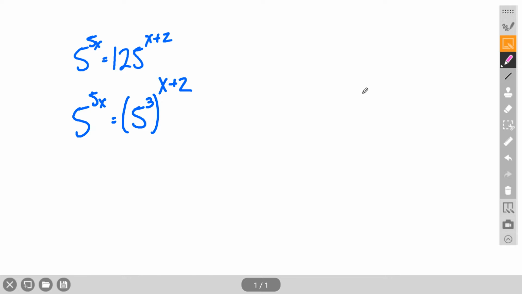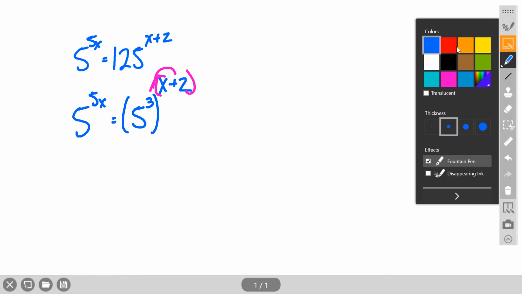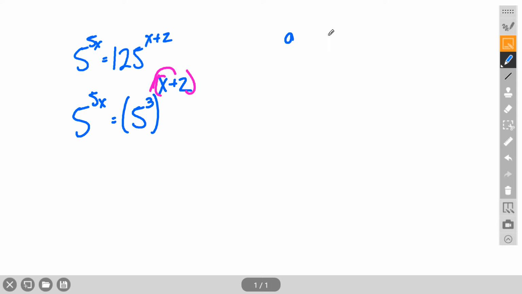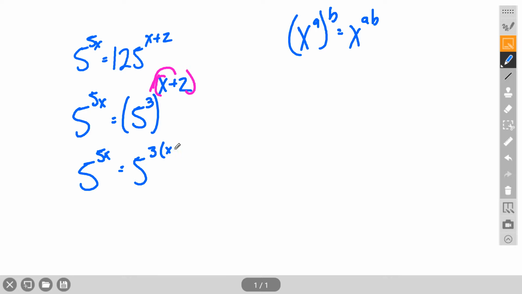Okay, well, remember our property says that if we raise a power to a power, then those exponents need to get multiplied. So this 3 is going to get multiplied here. Here's how the property works: x to the a, raised to the b power, is equal to x to the a times b power. That's the power of a power property. So what we're looking at here is 5 to the 3 times x plus 2, and 5x. So of course we distribute, so that's 3x plus 6.